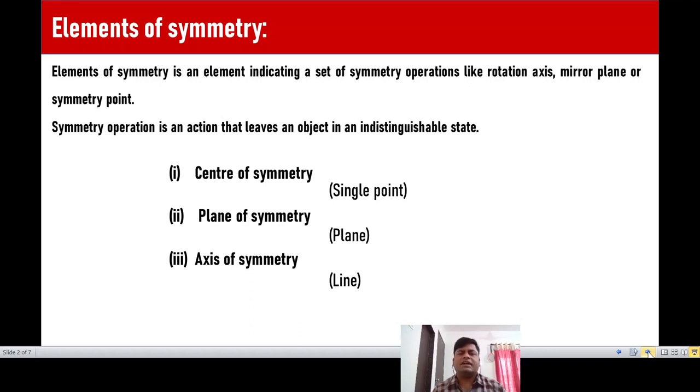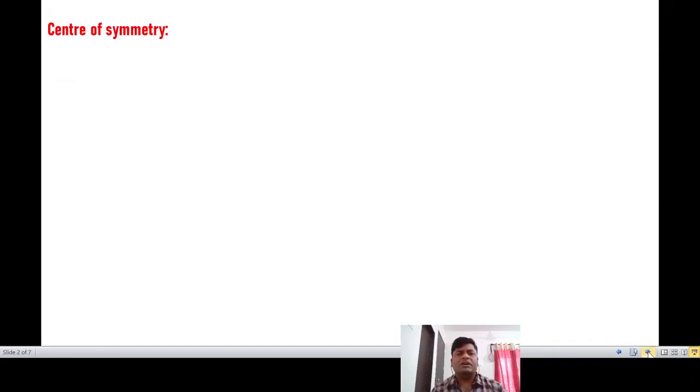So basically, such symmetry operations are like rotation axis, mirror plane, or symmetry points. A symmetry operation is an action that leaves an object in an indistinguishable state. There are three types of symmetry operation. One is the center of symmetry, which is a single point, then the plane of symmetry, which is a plane, then the axis of symmetry, which is nothing but a line.